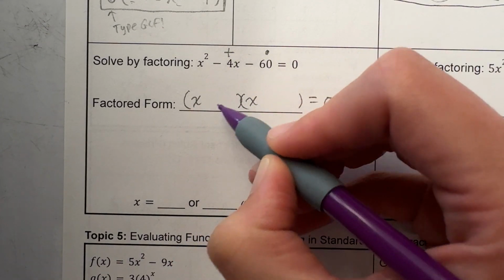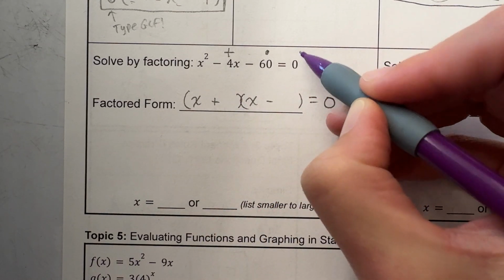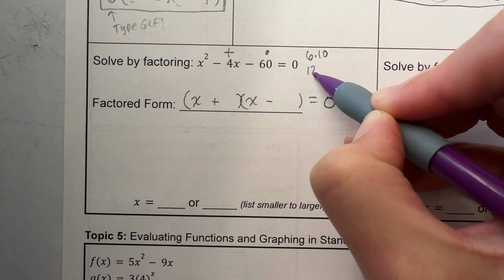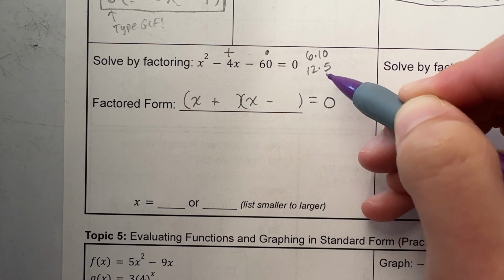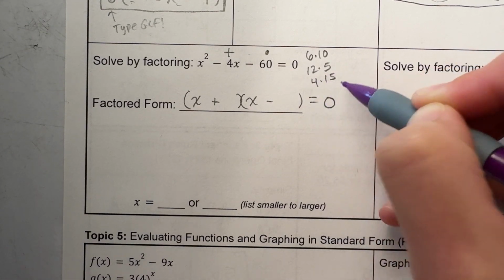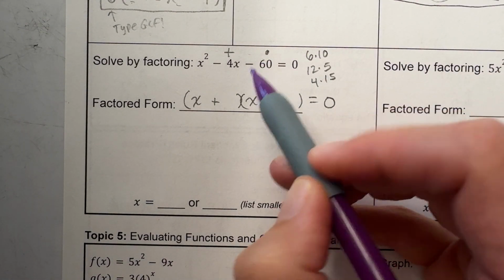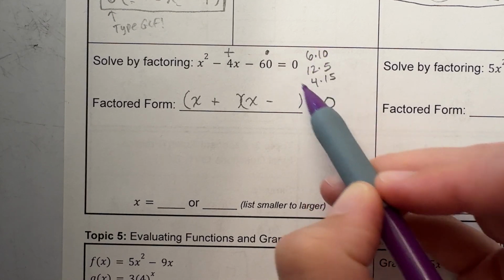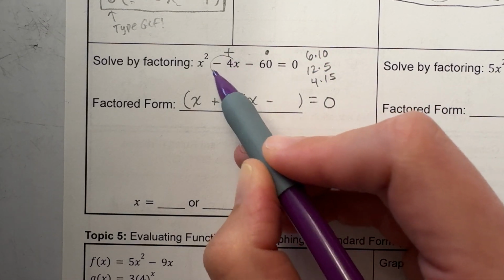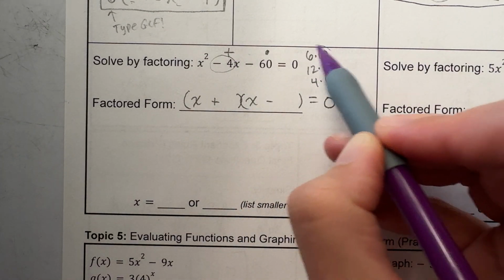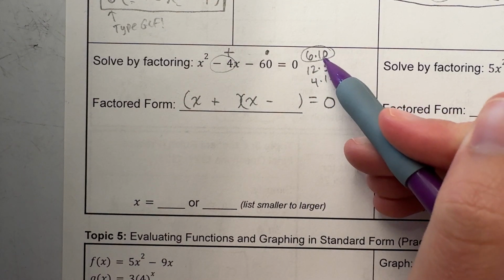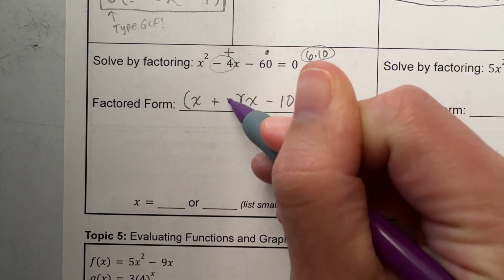Let's see. Numbers that multiply to a negative have to be positive and negative. What are some numbers that multiply to 60? 6 times 10. 12 times 5 is 60. 4 times 15 is 60, right? There's actually a lot of possibilities. But if one's going to be positive and one's going to be negative, these numbers are going to subtract. So which pair of these numbers is going to subtract to get me 4? And the answer is 6 and 10. Now if I wanted to add to negative 4, I need to make my larger number negative, so I'm going to make the 10 negative and the 6 positive.